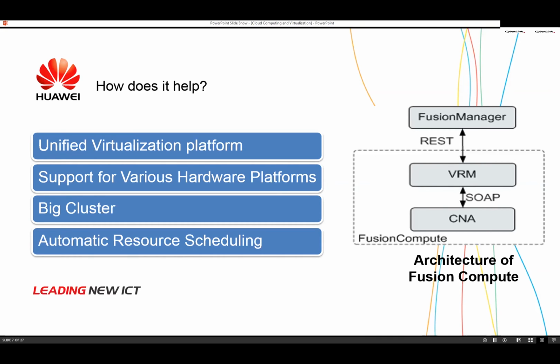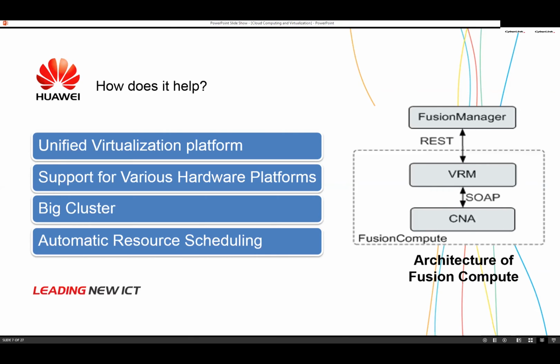Okay, another feature that we have is that it can support various hardware platforms. It can support multiple various x86 servers and is compatible with a wide array of storage devices. It supports a big cluster, meaning we can have multiple clusters, but one cluster can have up to 128 hosts and can support up to 3,000 virtual machines.